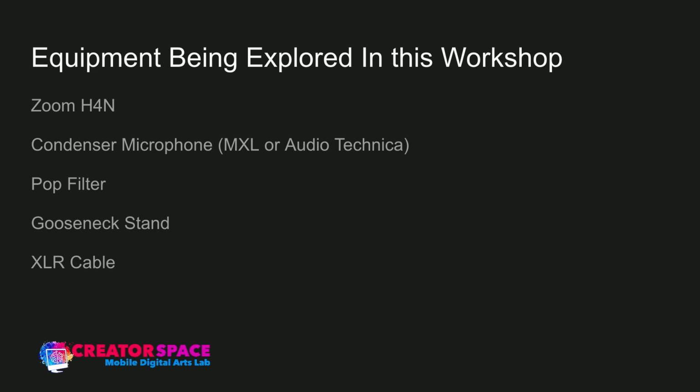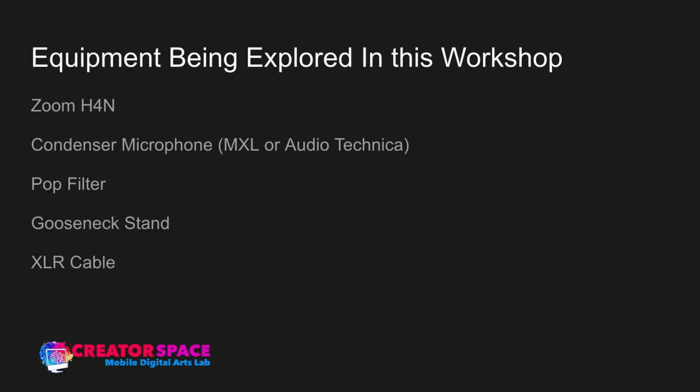So you have the Zoom H4n, and you have a condenser microphone, either an MXL or an Audio Technica. And those look like, I have one here. I'm going to just grab one. There's also a pop filter, and there's a gooseneck stand as well. The gooseneck just lets you kind of filter out everything.